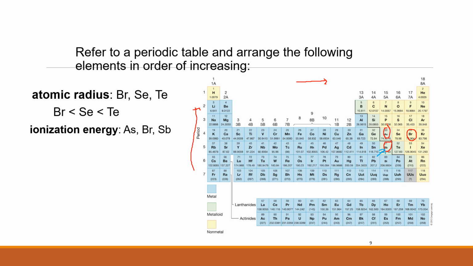So why is that one the lowest ionization energy? Because it's the closest to this bottom corner, which has the lowest ionization energies. So Sb is the lowest, then arsenic is going to be the next lowest because we're moving up one, and then bromine is going to have the highest ionization energy. So bromine will be the hardest to remove an electron out of those three.